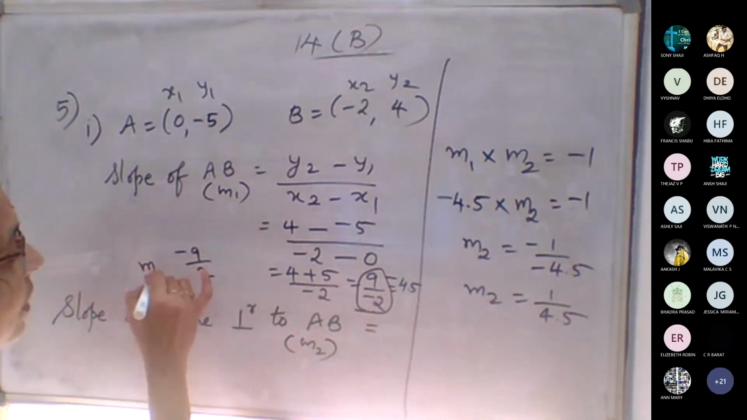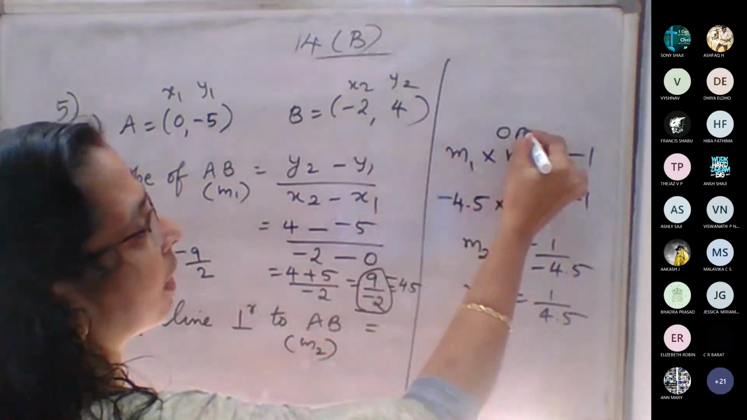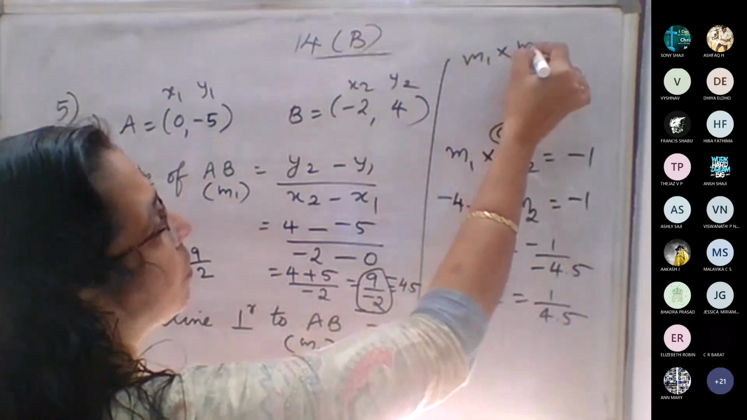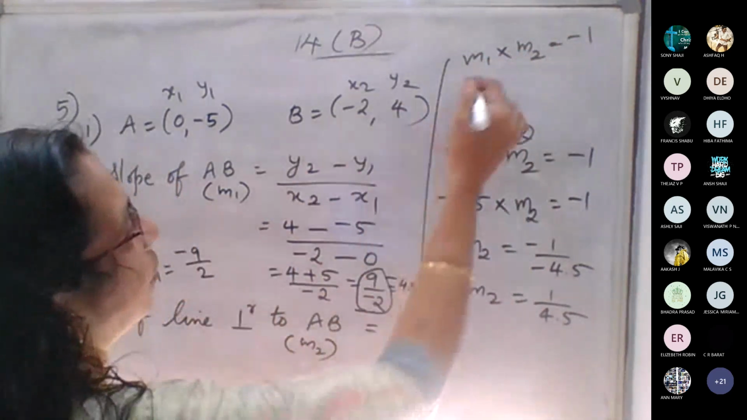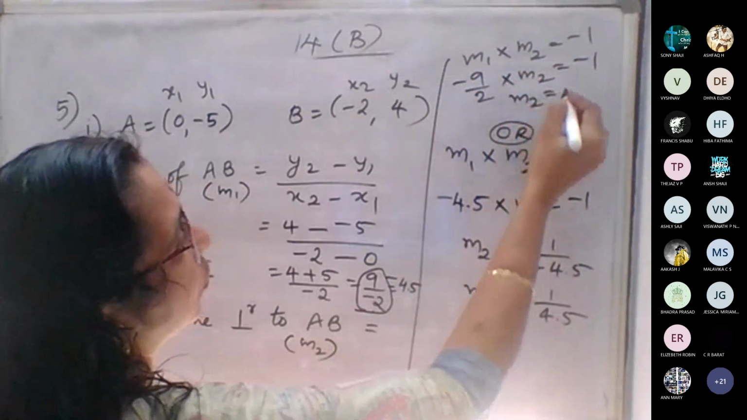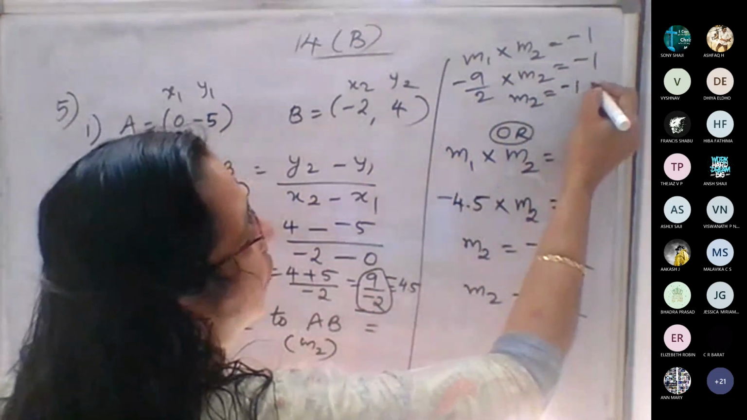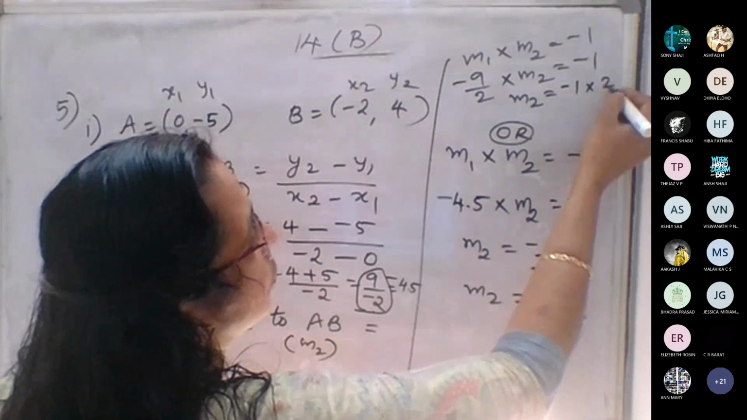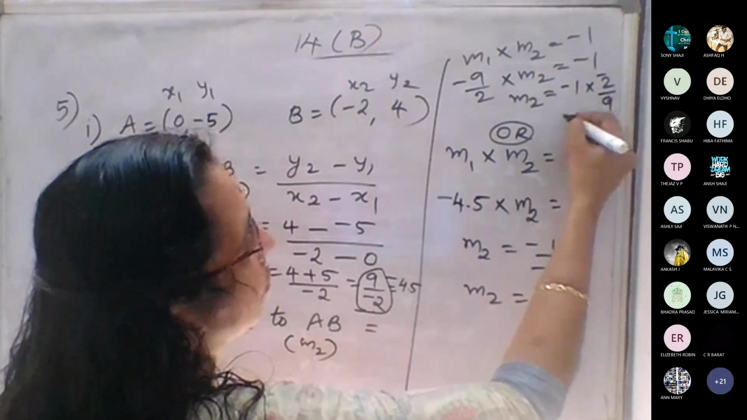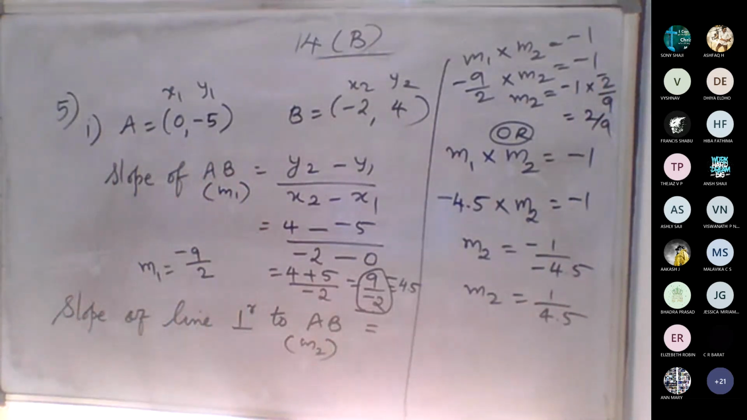Instead of substituting this decimal, suppose you got m1 in fraction form, negative 9 by 2. Then m1 into m2 is equal to negative 1. M1 is negative 9 by 2, into m2 is equal to negative 1. So what will be m2? M2 is equal to negative 1 into negative 2 by 9, that is equal to positive 2 by 9. In fraction form, it is 2 by 9.